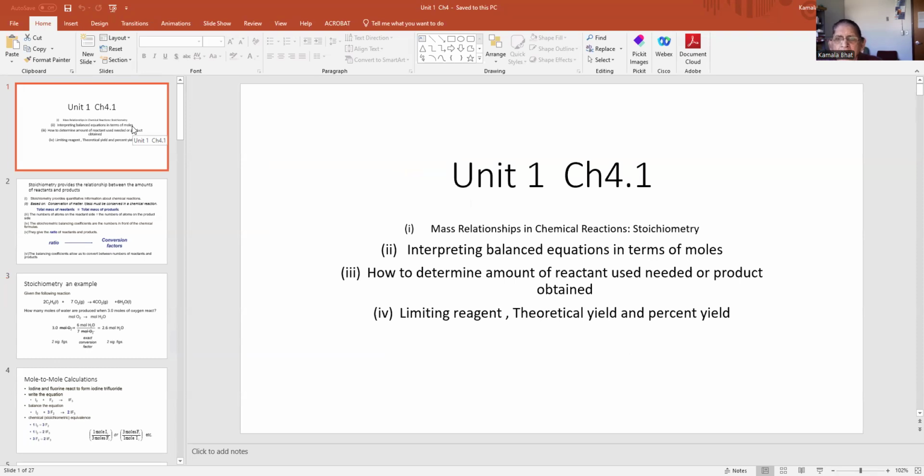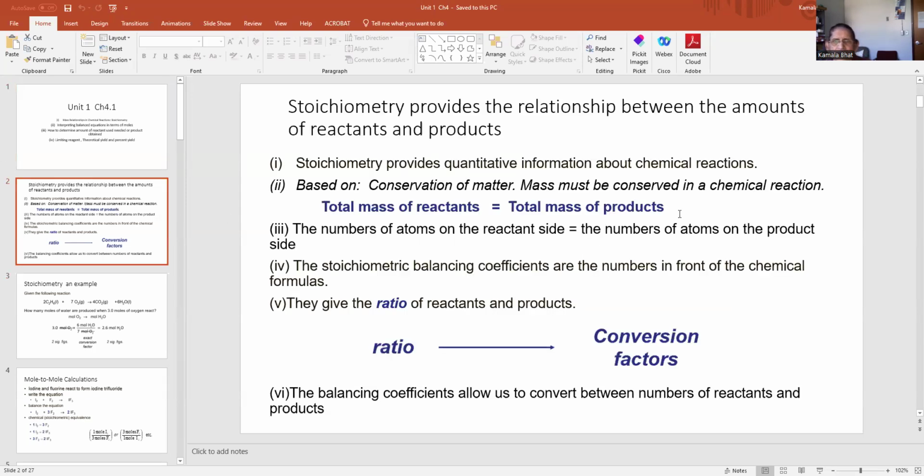Stoichiometry means mass relationships in chemical reactions. And when we talk of mass relationships, we are basically talking about interpreting the balanced equation in terms of moles. This means we must know how to determine the amount of reactant used, needed, or produced, or obtained. And then finally, we try to understand the terms limiting reagent, theoretical yield, and percent yield. So let's go to the brief summary first.